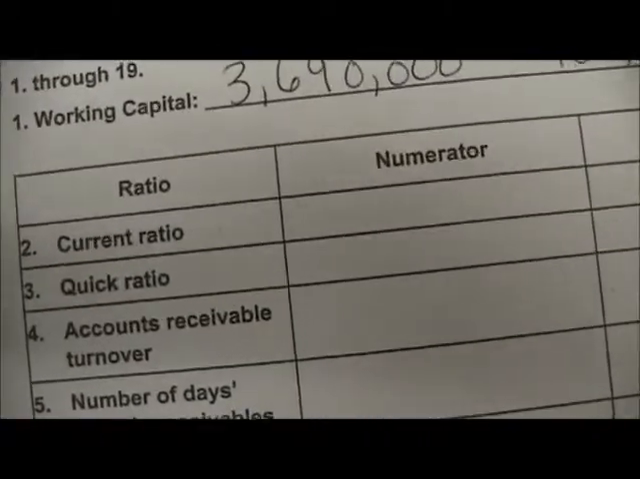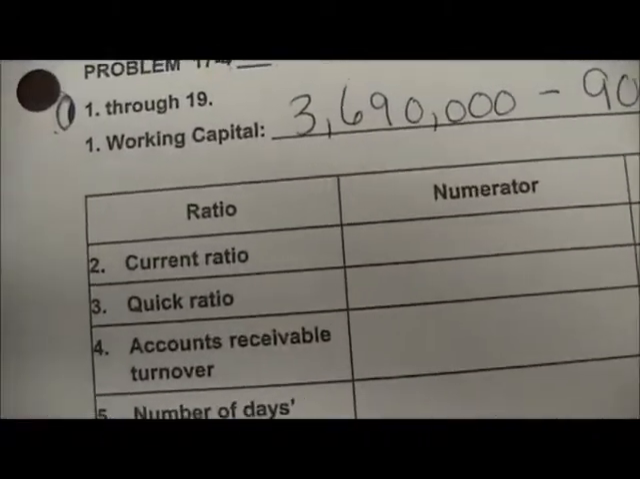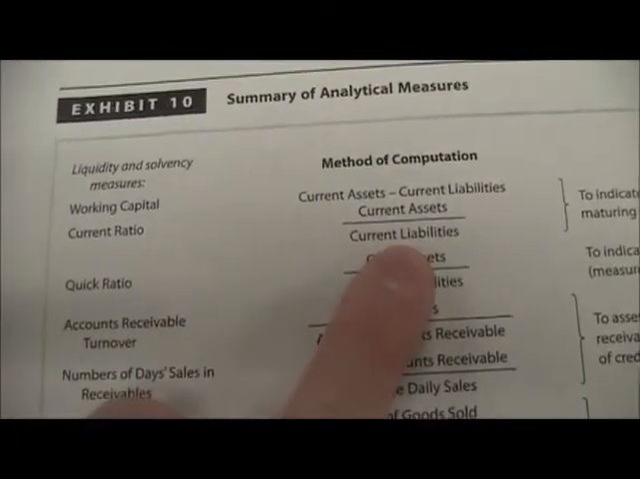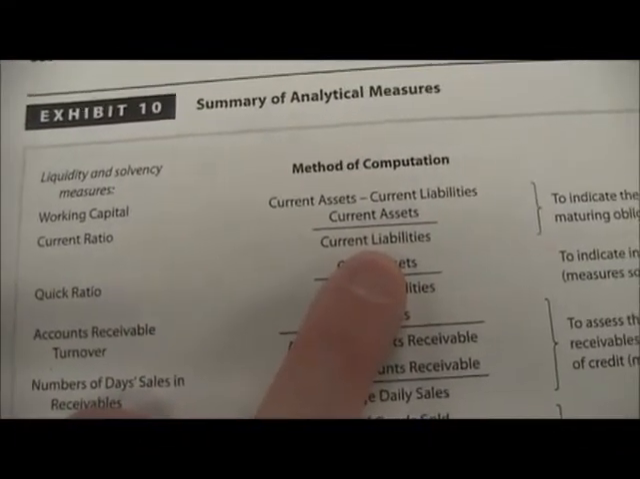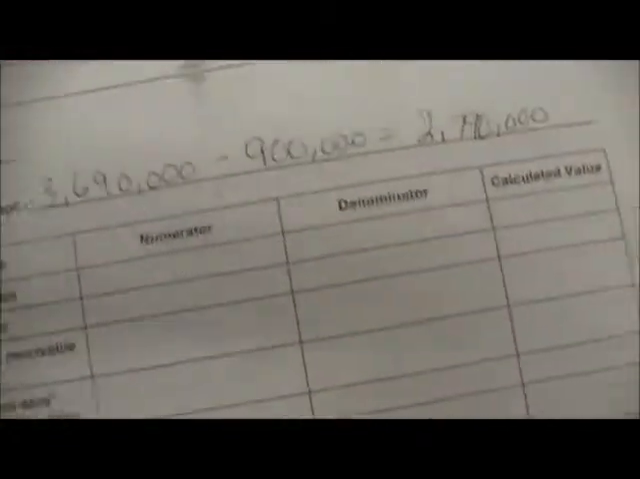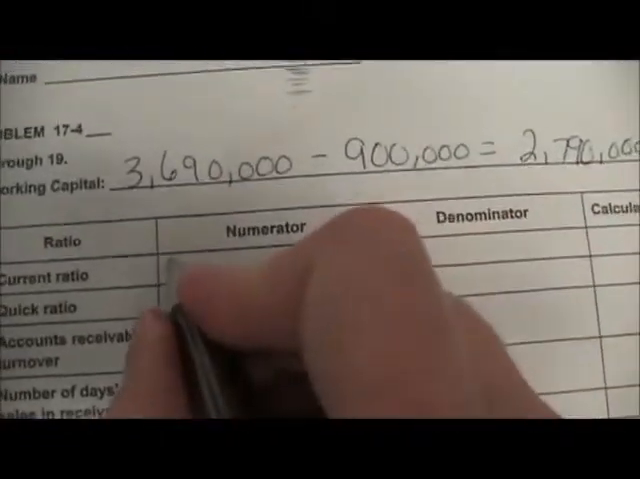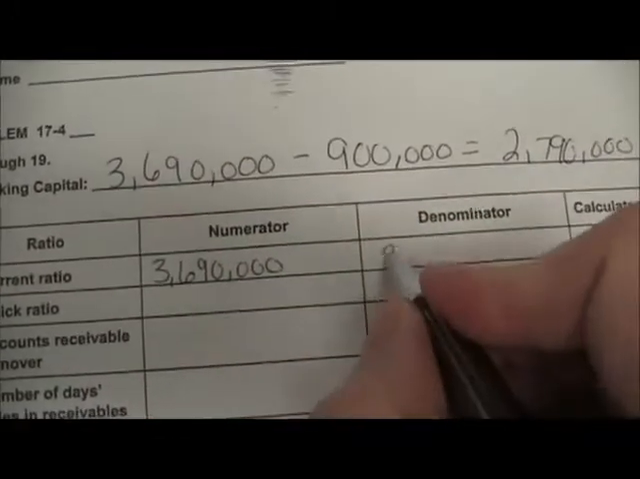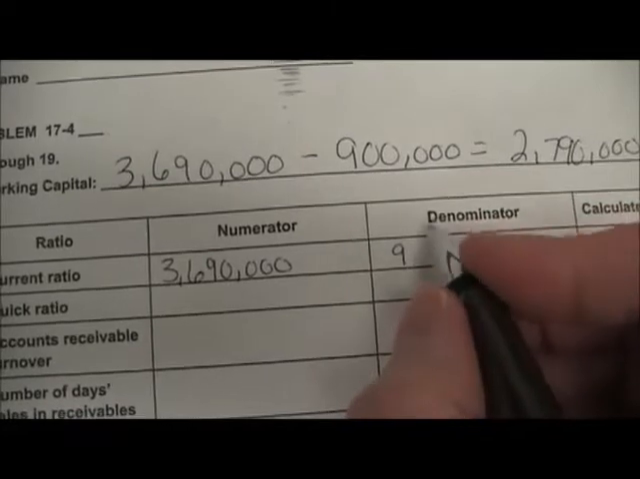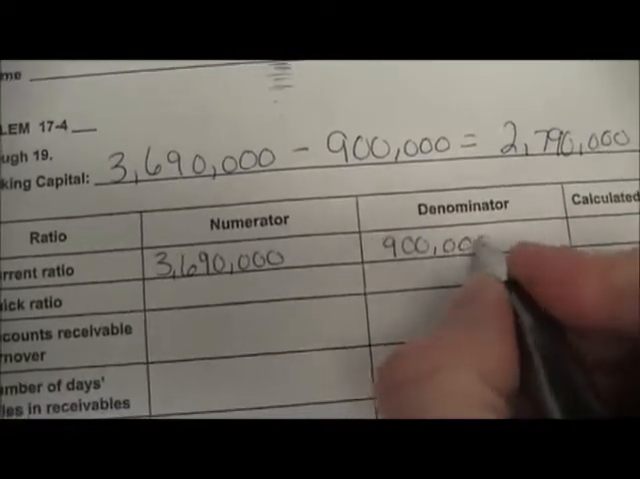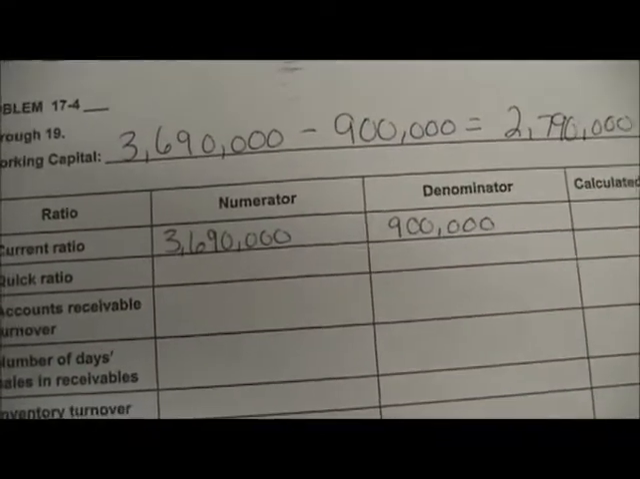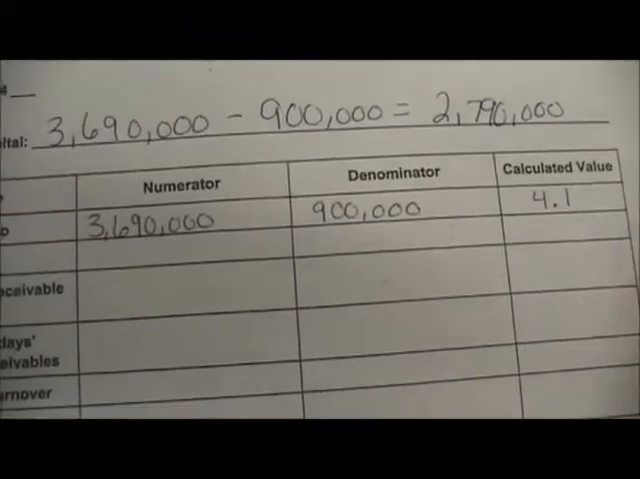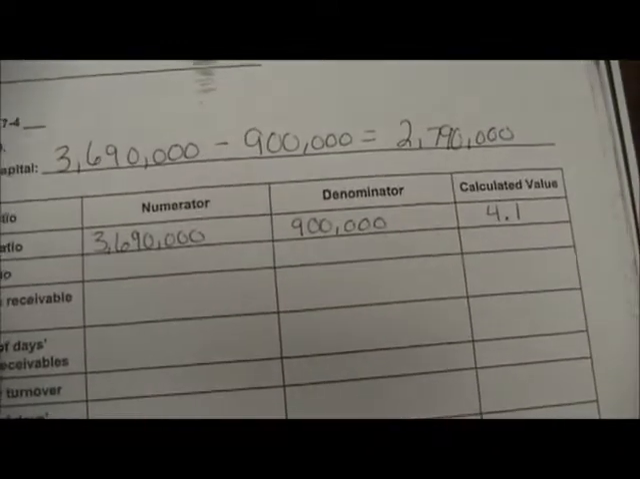Okay. The next one is the current ratio. Our textbook tells us that to find our current ratio, we use current assets divided by current liabilities. Well, we just looked up our current assets and current liabilities, so we can just pull these numbers down here. So we take $3,690,000 and divide it by 900,000. Once we do that, we find out that it is a ratio of 4.1.